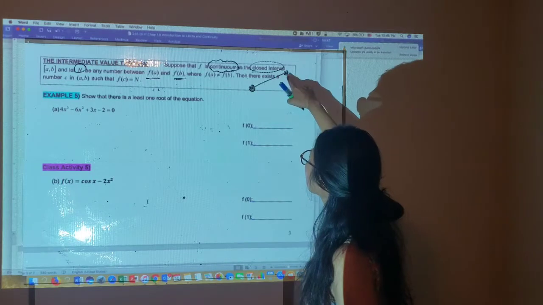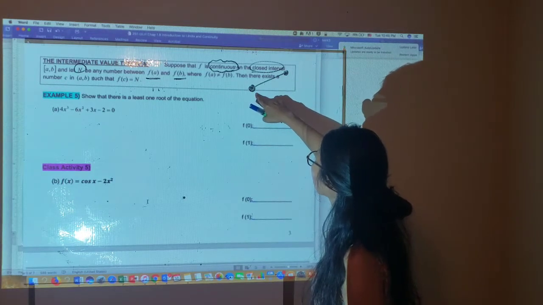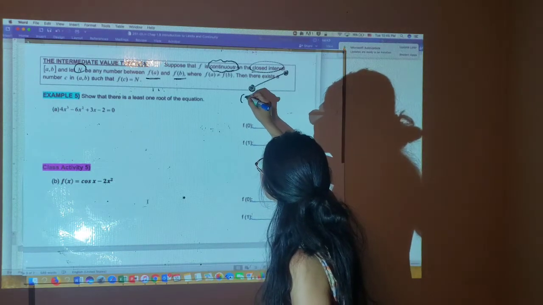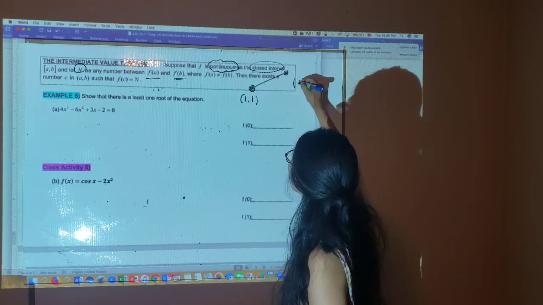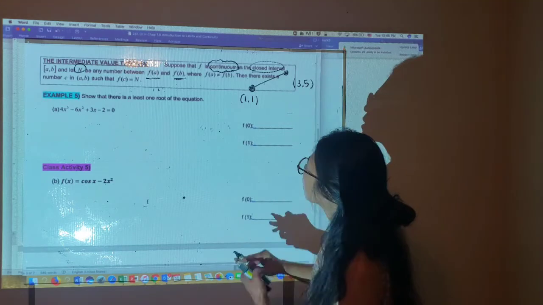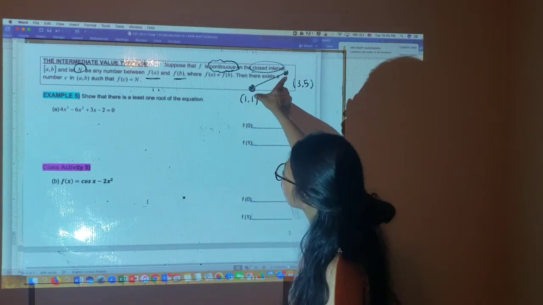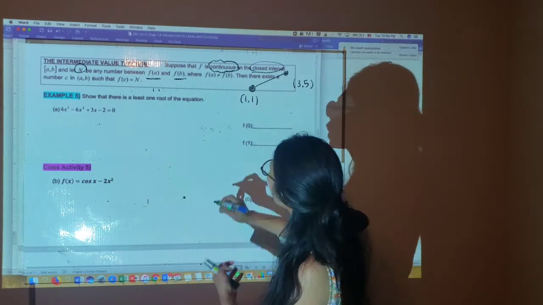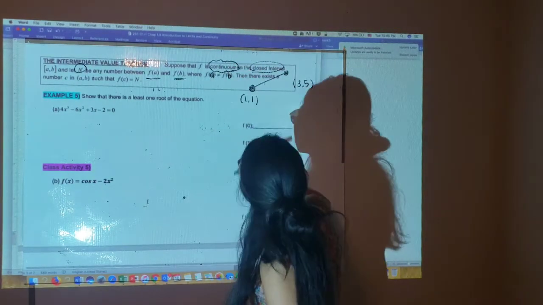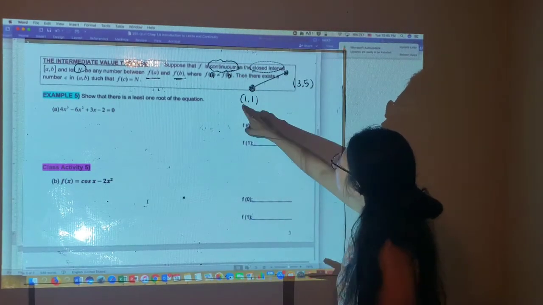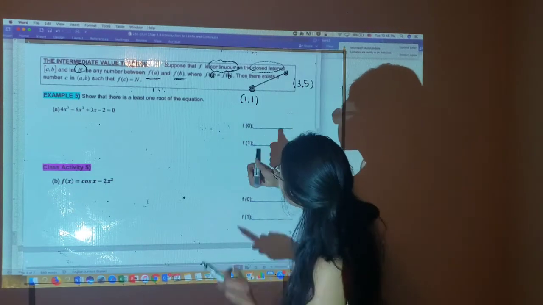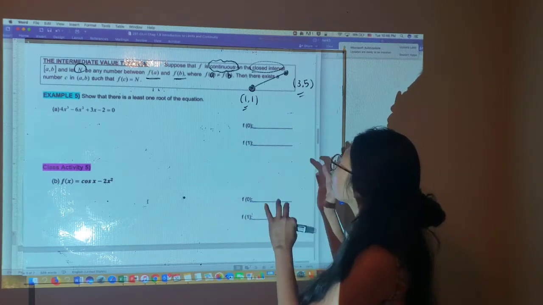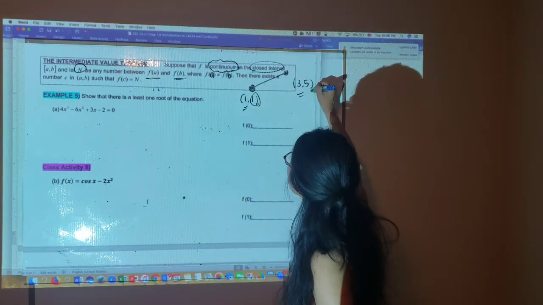So if it's continuous, my graph is going to have a starting point and an end point. What they're saying is, let's say that this coordinate is (1, 1) and this coordinate is (3, 5). Then it is a continuous closed interval, and between those two, A and B as inputs are not the same. So these 1 and 3 are not the same. Then your outputs are also not the same.